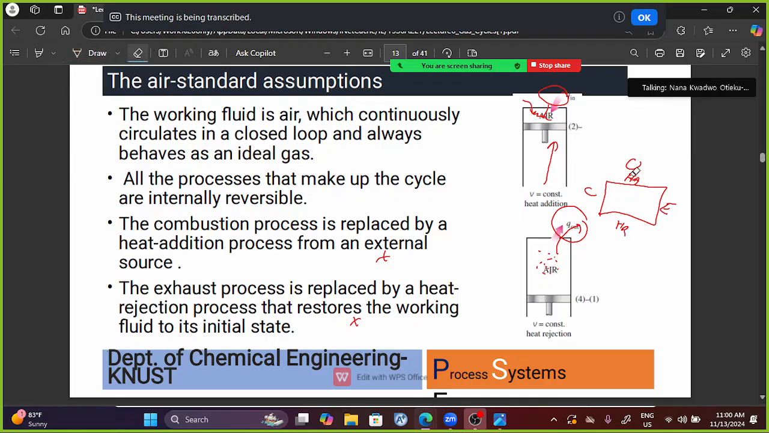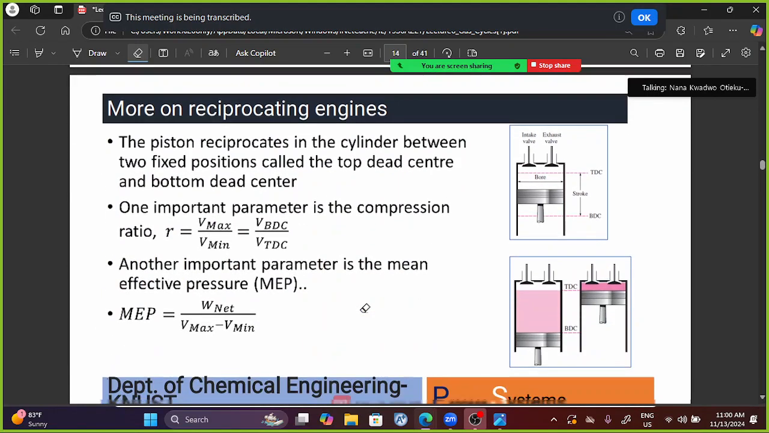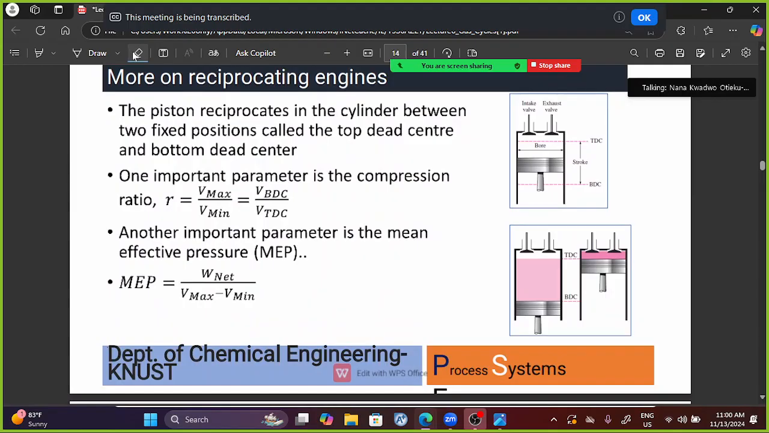And I think it will make a bit more sense when we look at the Brayton cycle more, as compared to the Otto and the diesel. Okay, so this is where our calculations are going to start from, and this is where I really need us to pay attention. The piston reciprocates in the cylinder between two fixed positions called the top dead center and the bottom dead center.